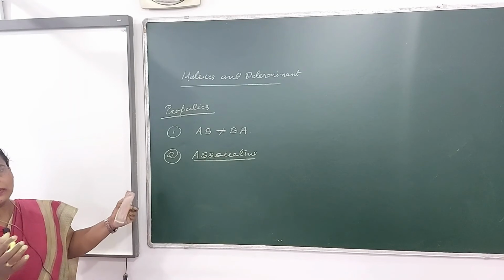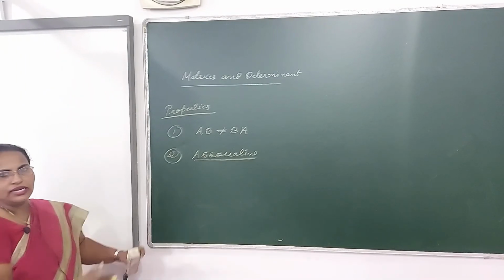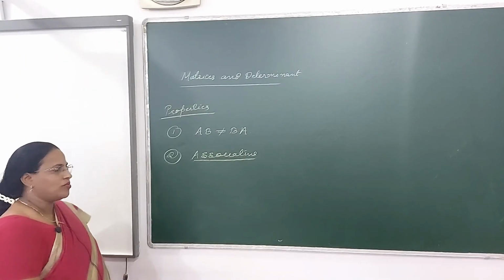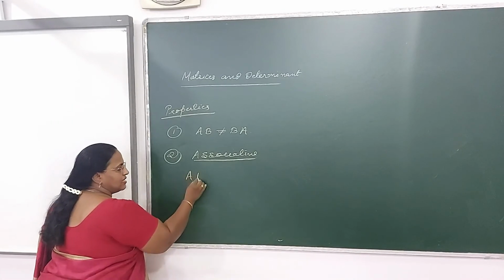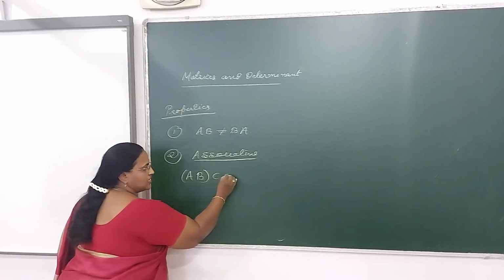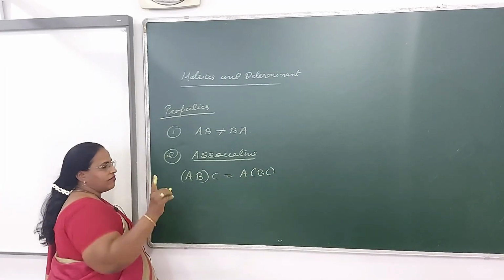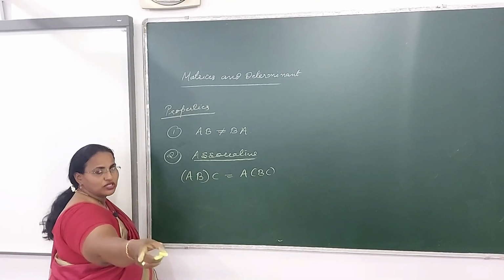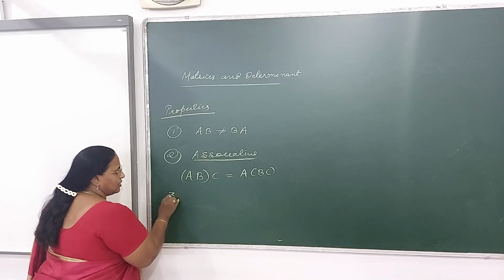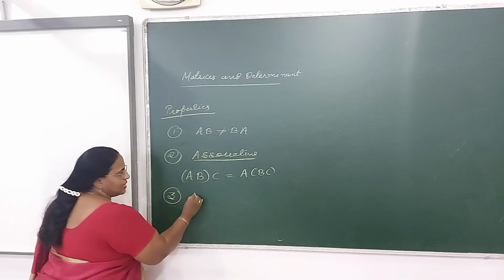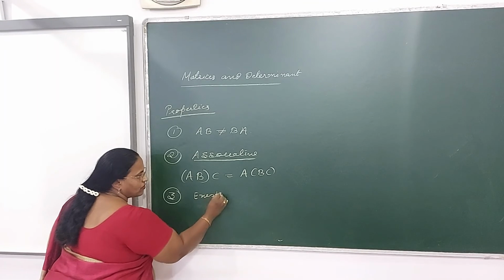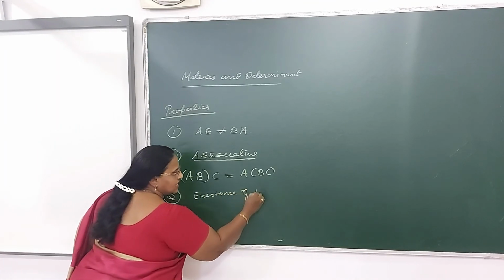Let A, B, C be 3 matrices such that the multiplication is possible. In that case (AB) into C is equal to A into (BC). This holds only when matrix multiplication is possible. The third one, existence of identity.